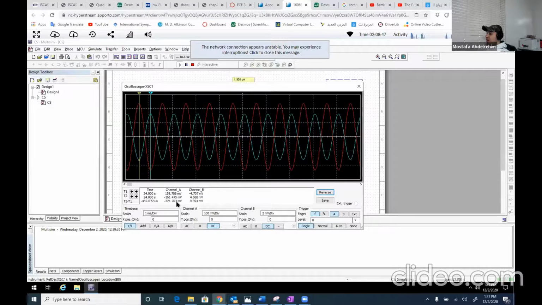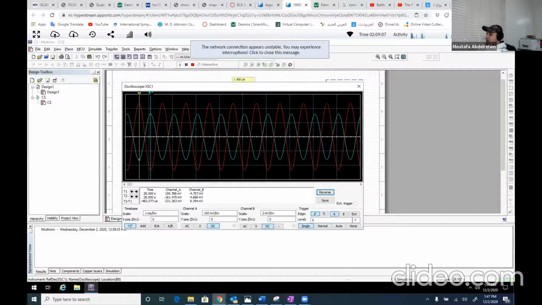So V output here is, it's channel A, 321.26 millivolt. Okay, and as you see, it's inverting. The output is out of phase with the input. This is a characteristic of the common source amplifier.